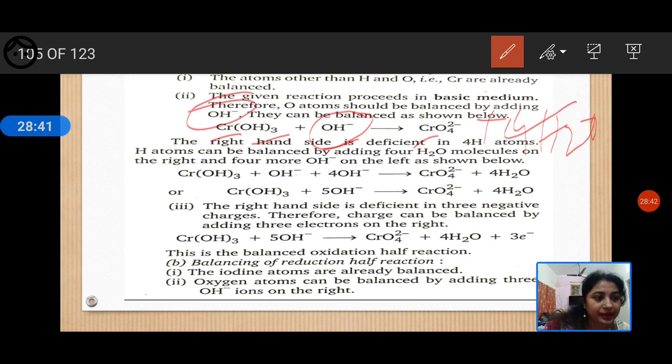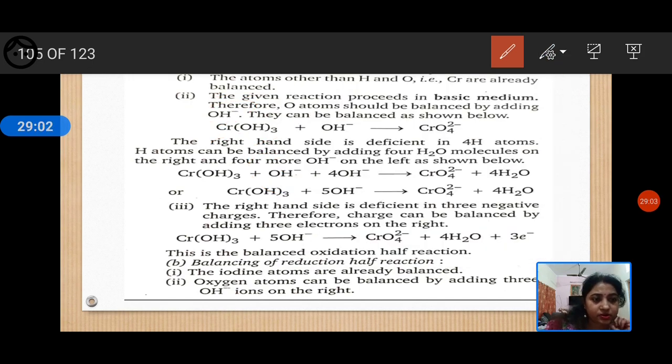And now to balance this, we have to add 4 hydroxide ion more to the reactant side. So 4 plus 1, it will make 5 OH minus. And this half reaction is ready.